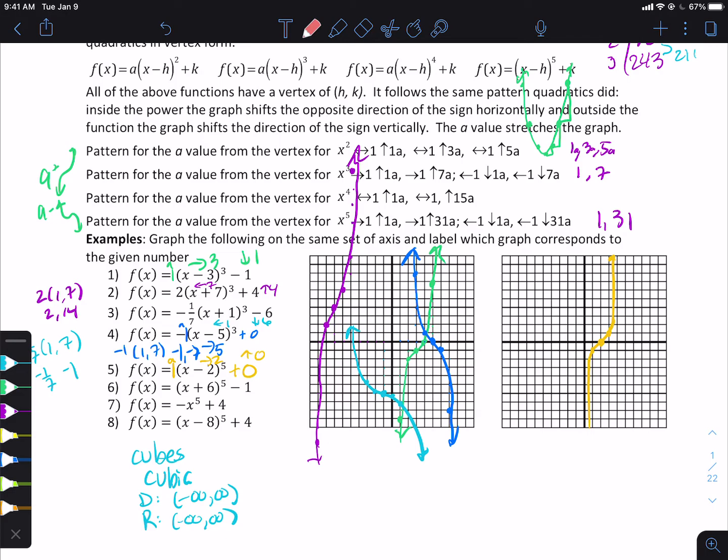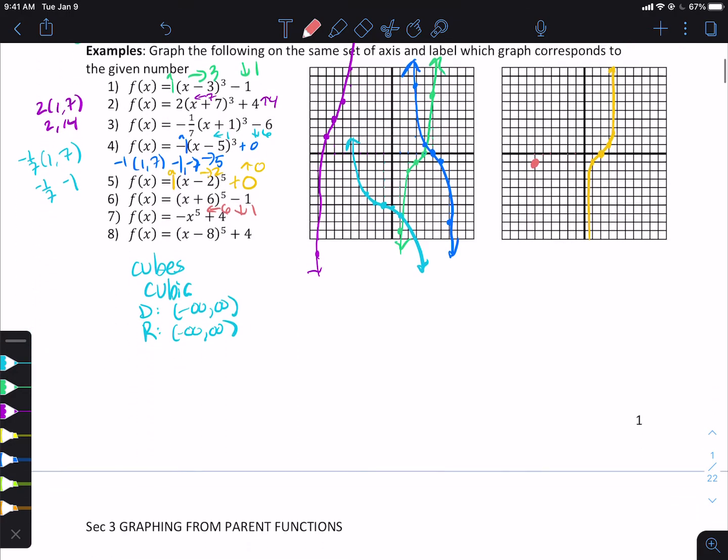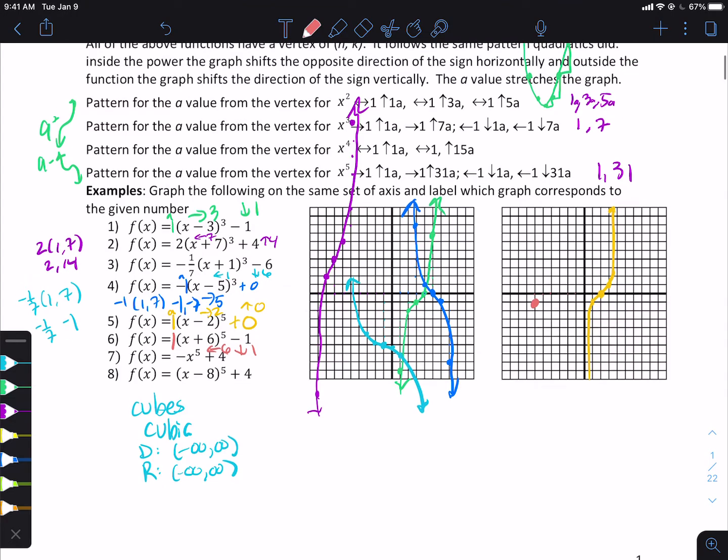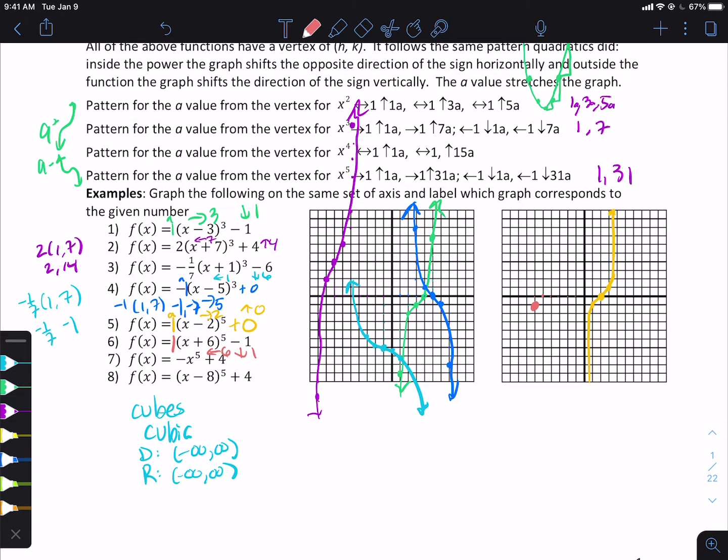Okay, so we're going to go the opposite direction inside the parentheses. So that means we're going left 6, same direction outside, so down 1. So left 1, 2, 3, 4, 5, 6, down 1. Okay. The a value is a positive 1, which means that I don't have any change with my 1 and 31. So right 1, up 1, right 1, up 31.